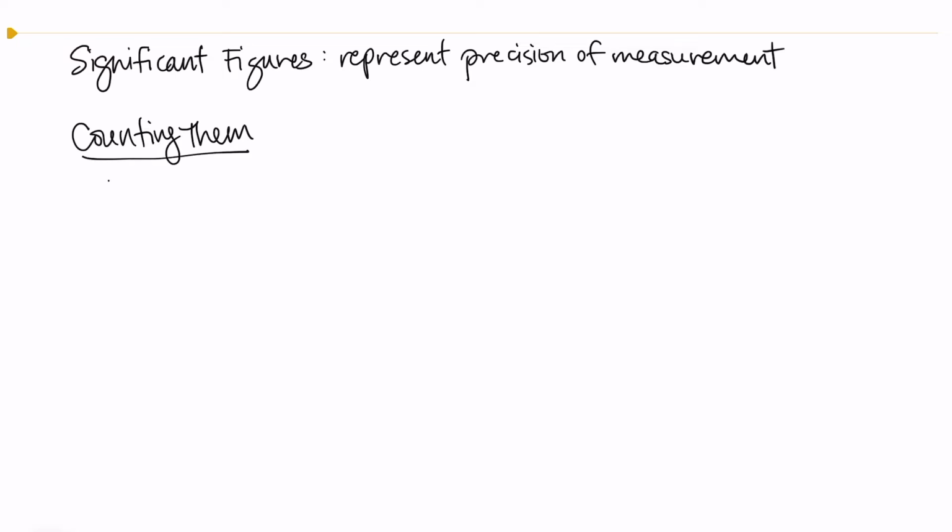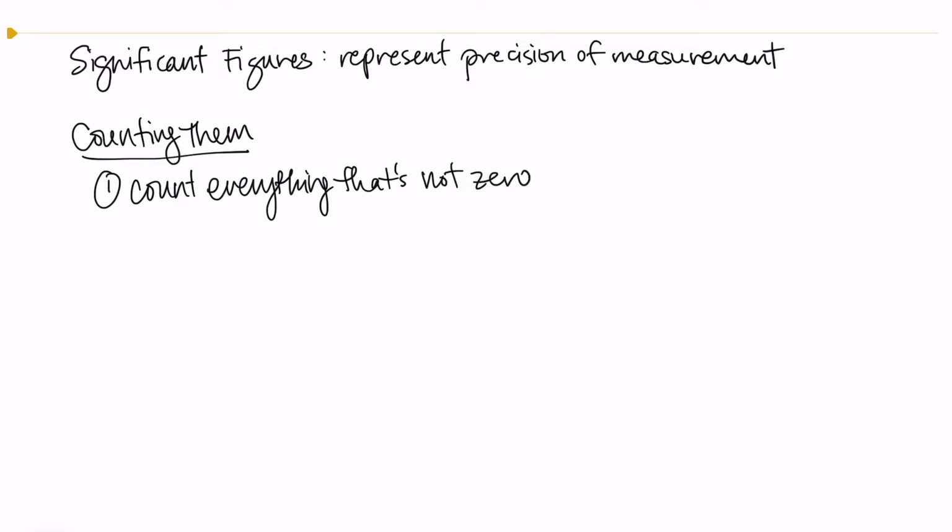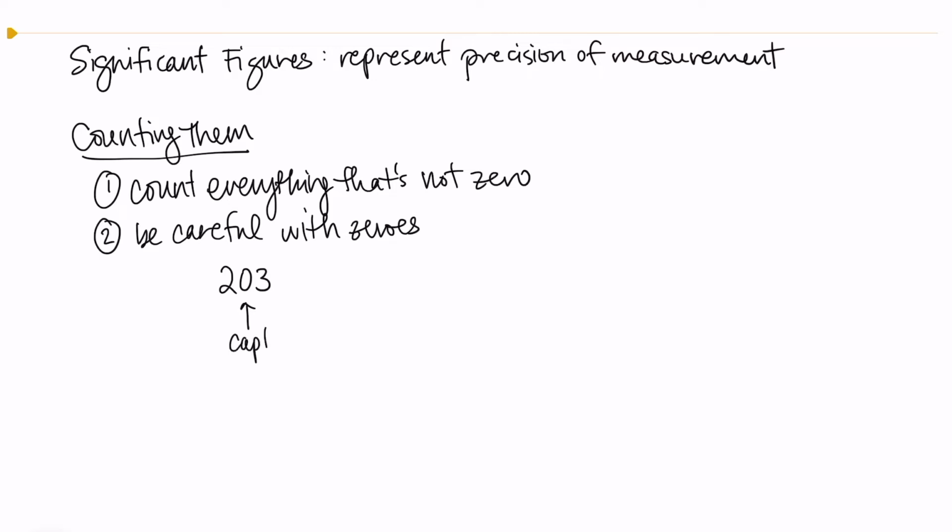When you're counting them, you're going to want to count everything that's not zero. So if you have 1, 2, 3, 4, 5, 6, 7, 8, 9, all of those count as sig figs. And two, then you're going to have to be careful with the zeros. We've got different types of zeros. Sometimes we can have a number like 203 and it's got a zero right here. So we know the 2 and the 3 are significant because they're not zero. But this zero is stuck in the middle, we can call it captive, and that counts. So this number has 3 sig figs.